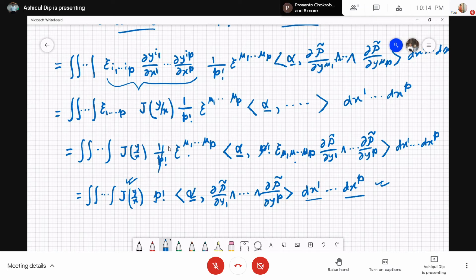Another Jacobian determinant. Yes, Jacobian. So the only thing that will be changed is that there won't be any p factorial, and instead of dy1 we should have just y1, and instead of dx1 we should have dy1. We haven't got that here, right? But this is an important result, because we are going to use it in many cases.